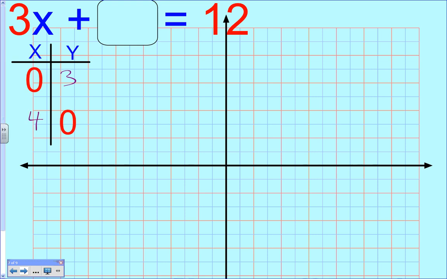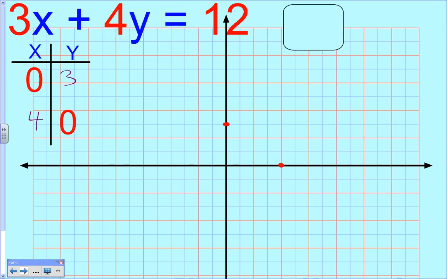Now to graph this, we're going to plot the 2 intercepts. 0, 3 is the y-intercept. 4, 0 is the x-intercept. For this graph, all I require is that you use 2 points. So when we're graphing 3x plus 4y equals 12, and we want to know what that graph's going to look like, we use 2 points, the intercepts, in order to graph.